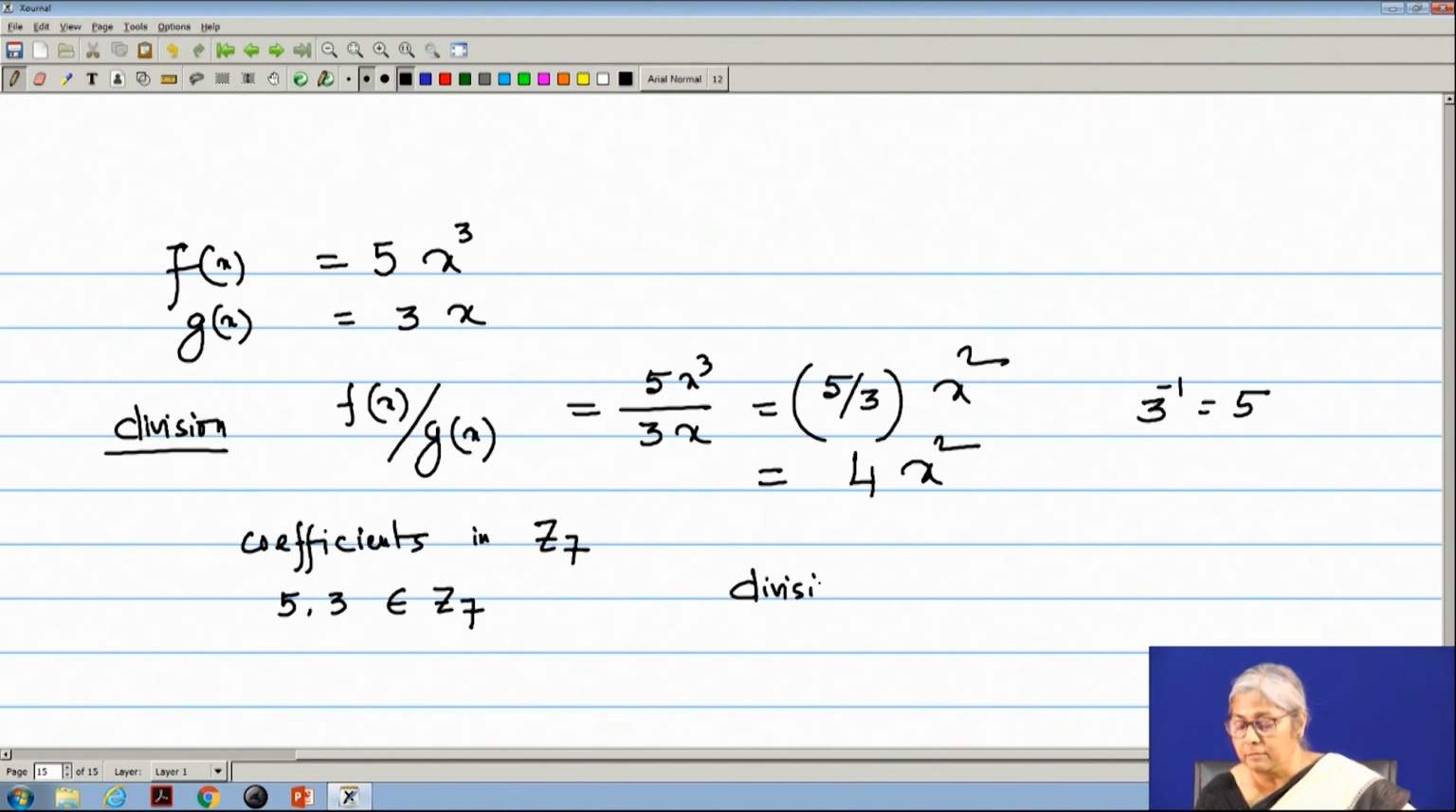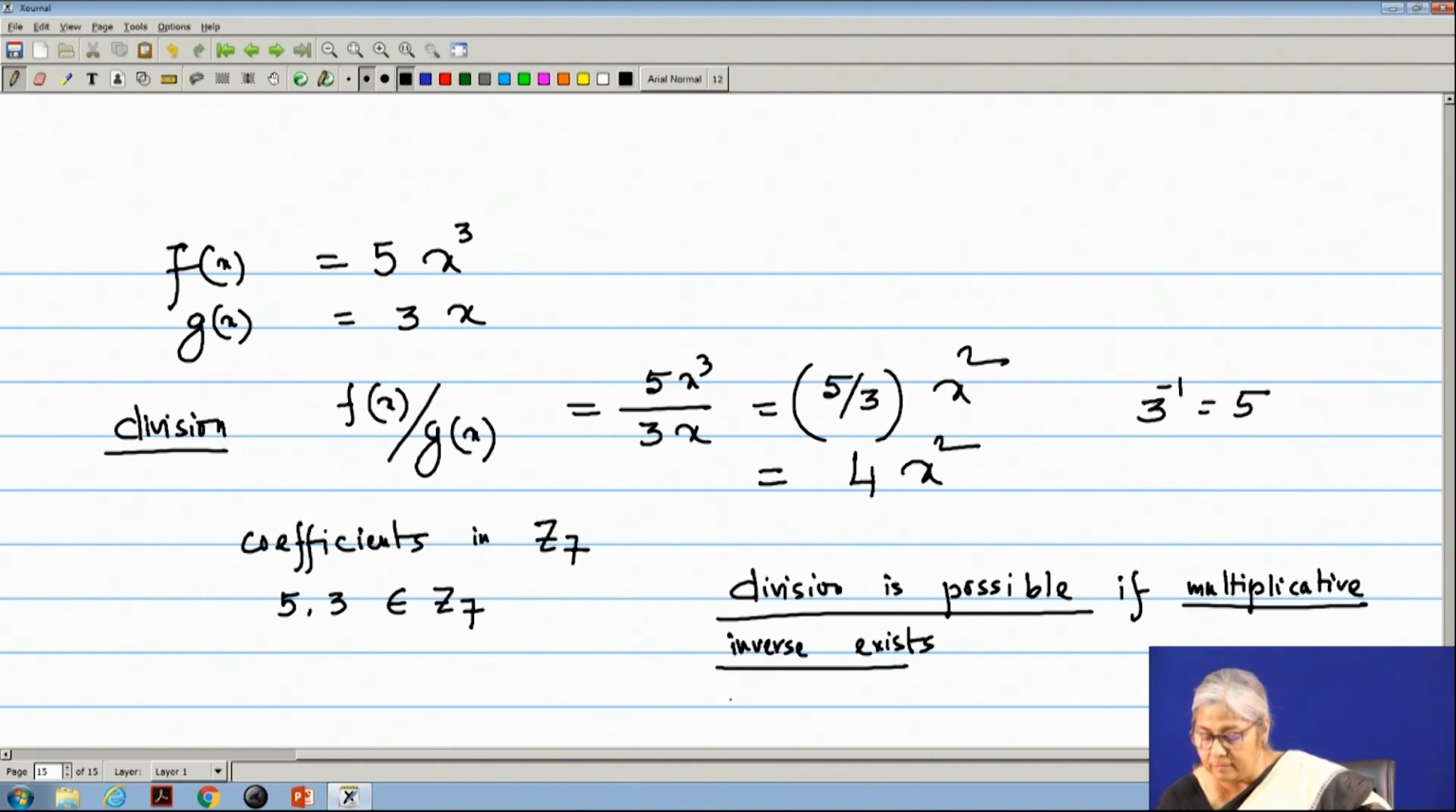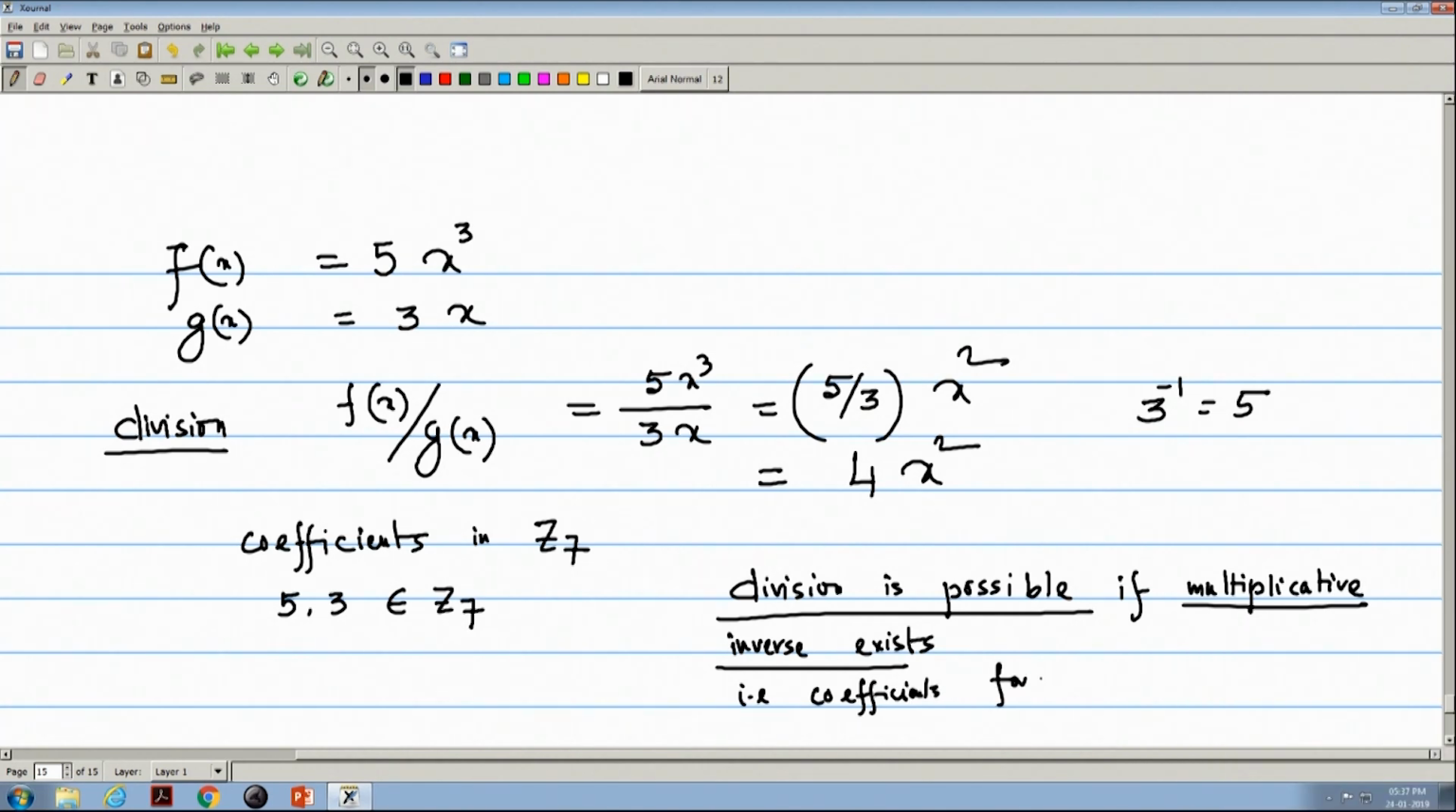So, the conclusion is that division is possible. That means multiplicative inverse exists, and multiplicative inverse existing means the coefficients form a field. Division is possible if multiplicative inverse exists, and that means the coefficients form a field. So, why is a field very important? Because only then can I do the division, etc.